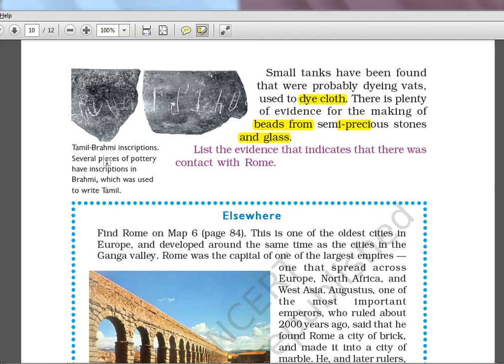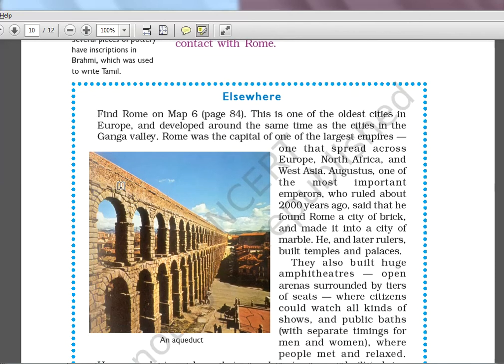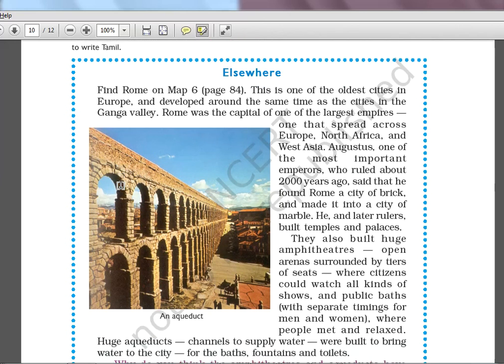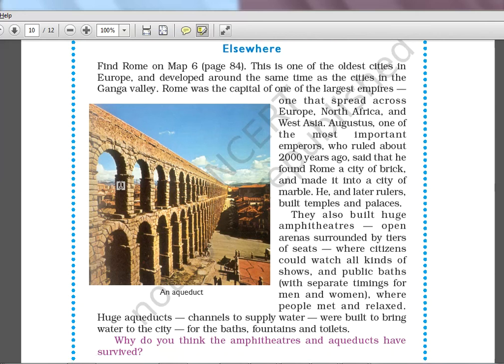Tamil Brahmi inscriptions are shown here. Several pieces of pottery were used to write Tamil. Okay, so elsewhere at this time Rome was also developing, obviously because we are talking about Rome trade. At this time Rome was one of the finest and oldest cities of that time. Okay, and the trade was spread across almost all the countries.